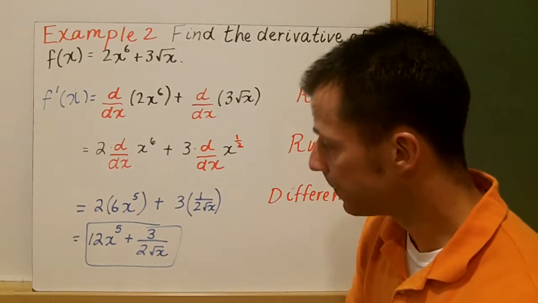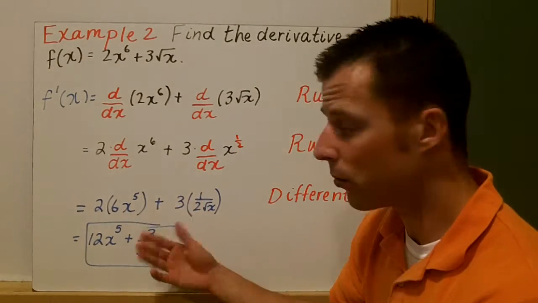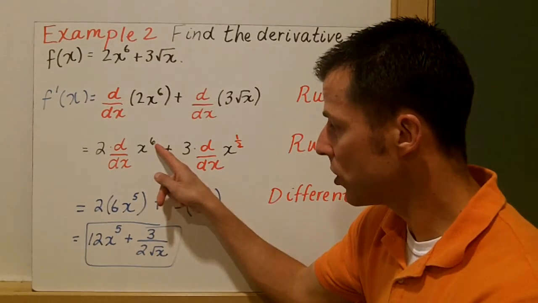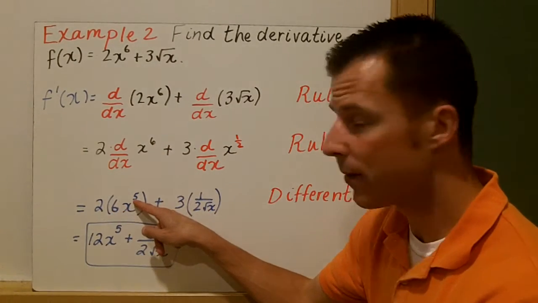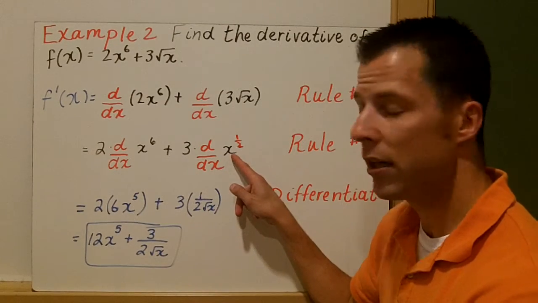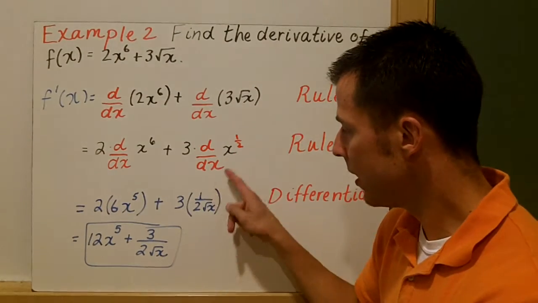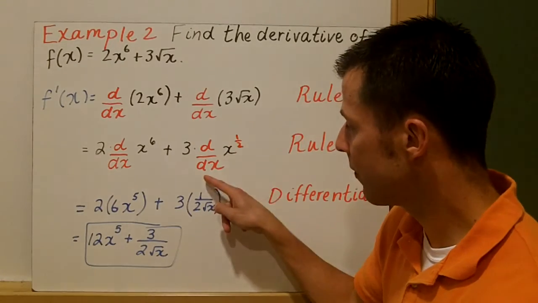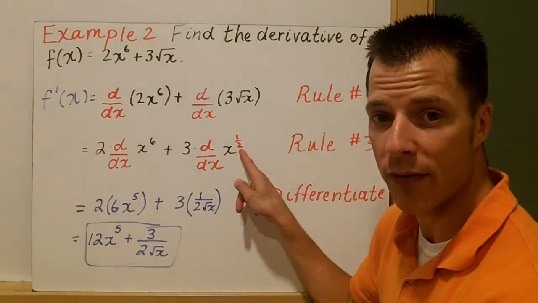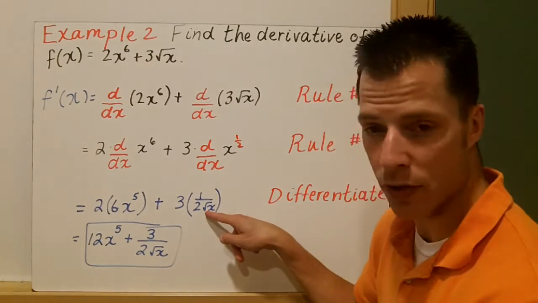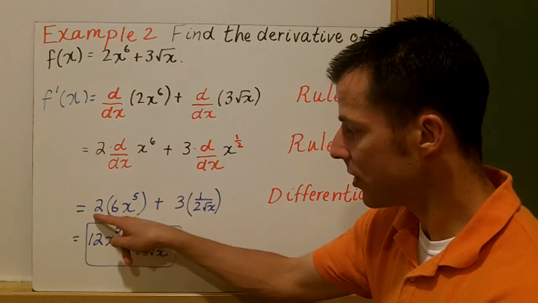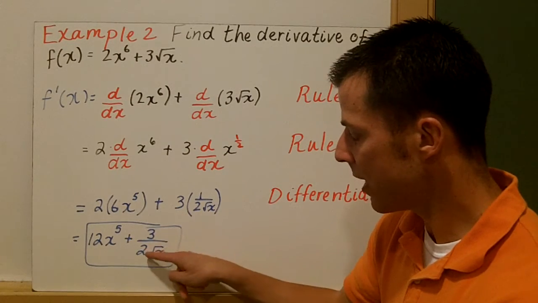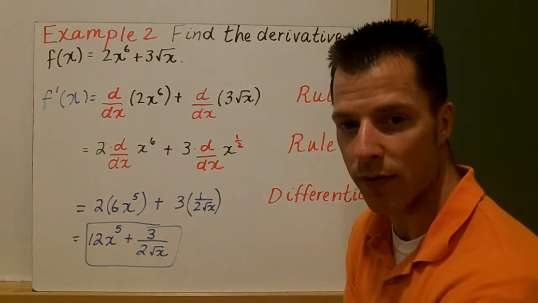Okay? So if we're going to apply the power rule, we're going to take the derivative of x to the 6th, which is just 6x to the 5th. The derivative of x to the 1/2 is 1 over 2 root x. Okay? The 1/2 comes out front, and this would be x to the negative 1/2, or 1 over 2 root x. And then just simplify. 2 times 6 is 12x to the 5th, plus 3 over 2 times root of x.